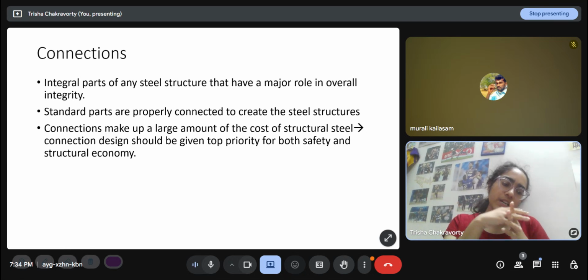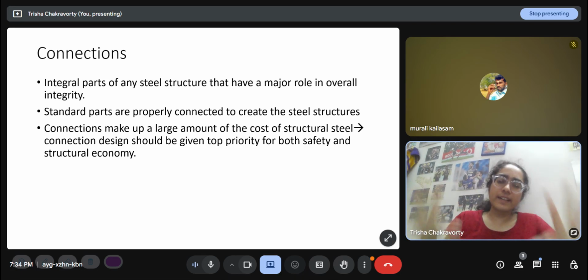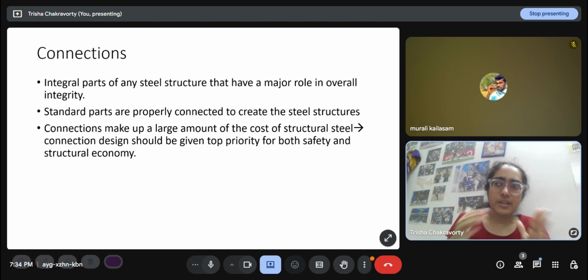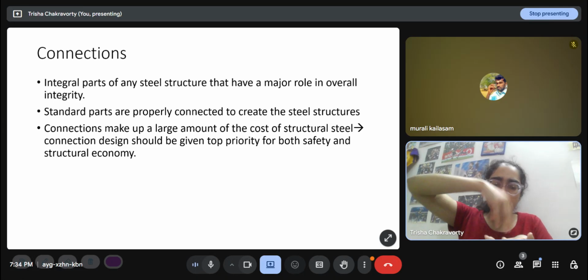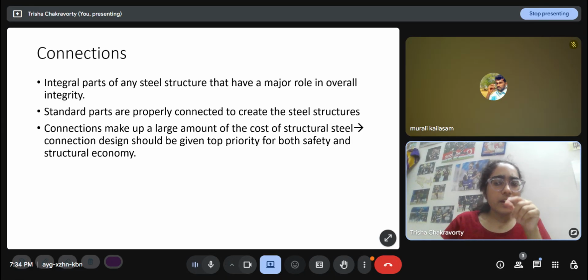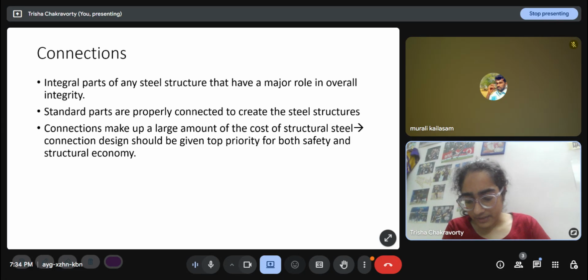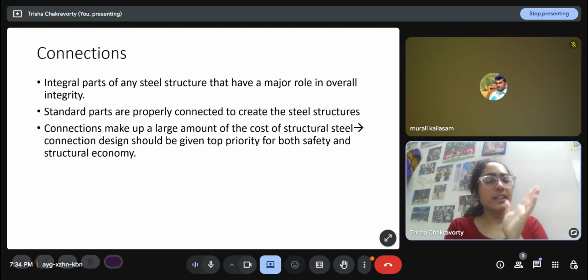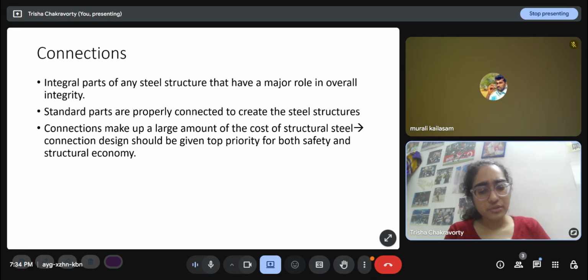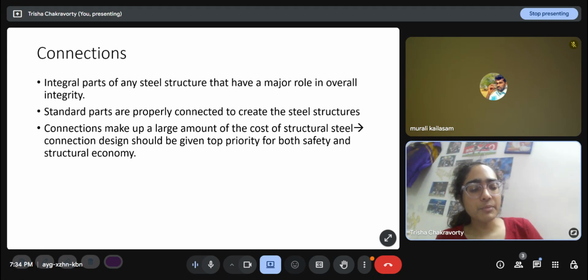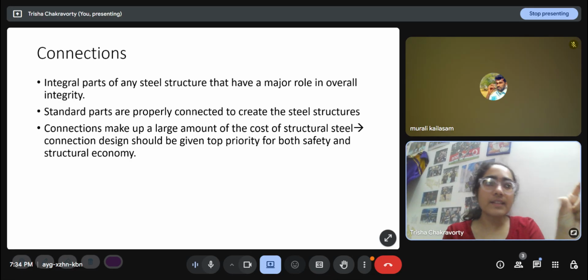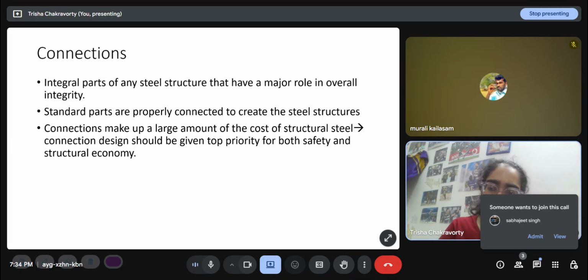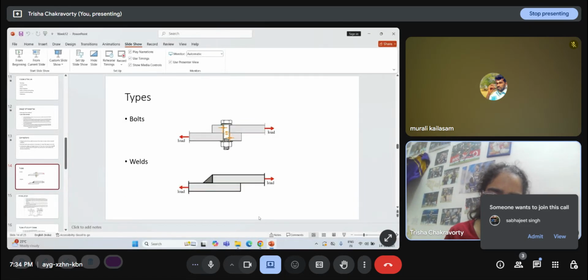If the connections don't work properly, then the whole assumption of the entire structure fails. For example, for the column to foundation connection, I'm assuming it is fixed, I'm modeling it as fixed. But if the connection cannot provide fixity there, if there is some kind of rotation, then my entire behavior will change. So connections have to be as perfect as possible, because they govern the entire behavior of the structure much more than one single beam. So for safety and structural economy, connections are very important.